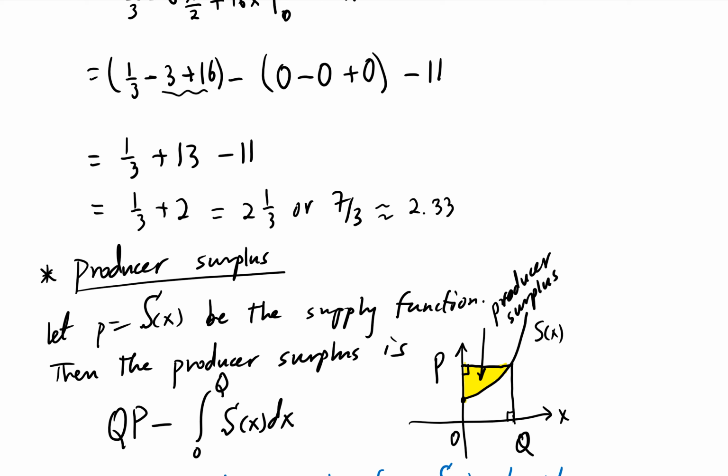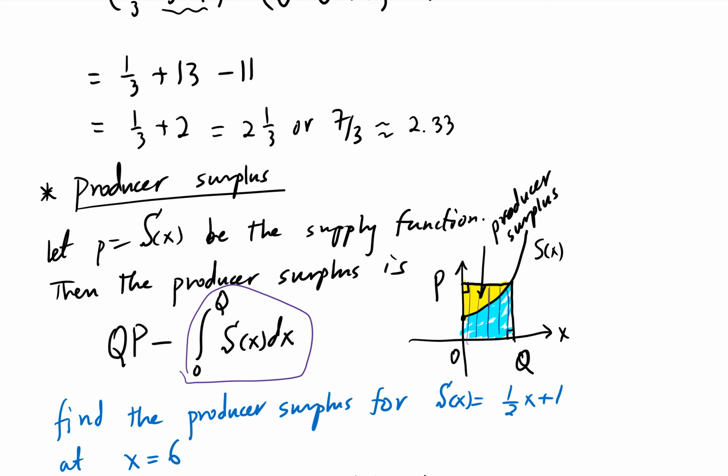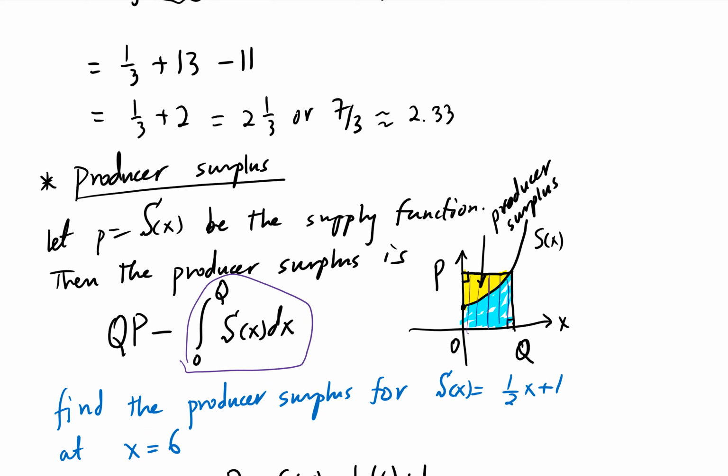Why is that? Because Q times P, that's the area of the rectangle, the area of this rectangle here. And this one here gives me the area below the curve that I'm gonna shade in blue, this one. So if you take the shaded one vertically minus the blue one, that gives us the one in the yellow. That's called producer surplus. So Q is the number of units, and P is the price function. S is the supply function.